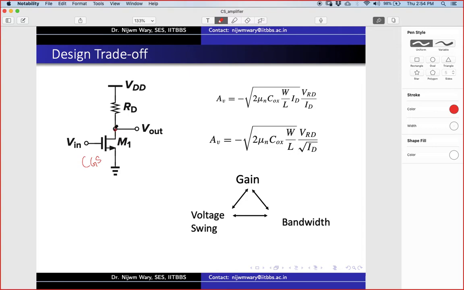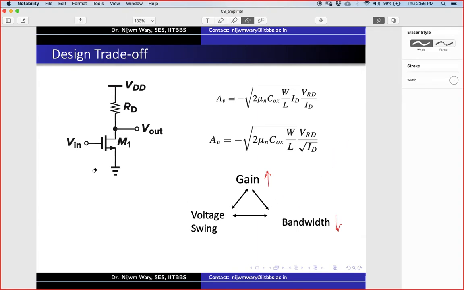Moreover, CGD will also be coming into this picture, and it will reduce the bandwidth. So bandwidth will get reduced when I'm trying to increase the gain by increasing W by L. So that's the trade-off, right? Let's see these three parameters basically. Of course, we have many parameters, but if I just consider these three, that's the trade-off. Then we need to see how we are taking care of this trade-off.